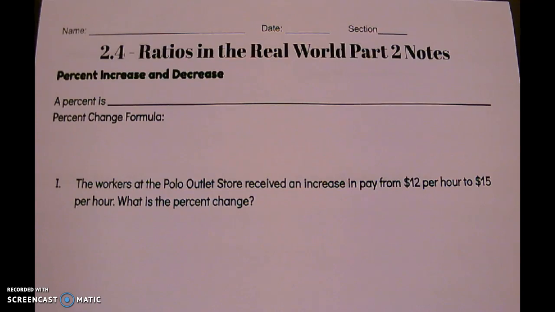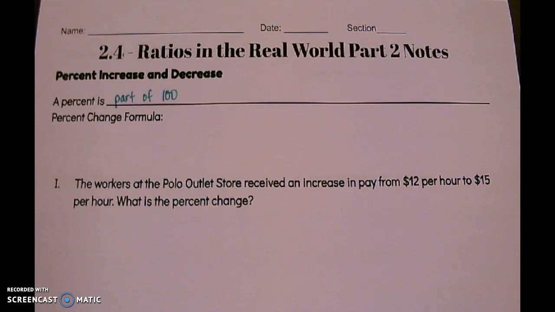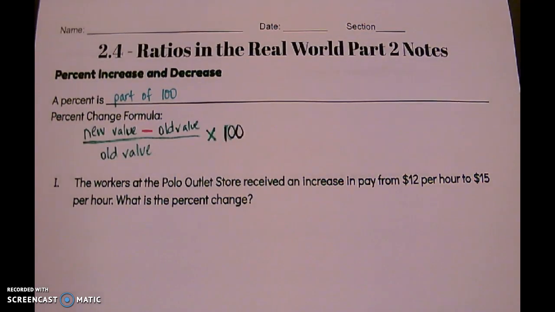Let's get started. The first thing that we must remember is that a percent essentially means part of 100. In the real world, when costs change, numbers change, we can recognize those things as percent changes. In order to calculate a percent change, we subtract the old value from the new value, divide that number by the old value, then multiply by 100. When we multiply by 100, this is going to give us our percent.